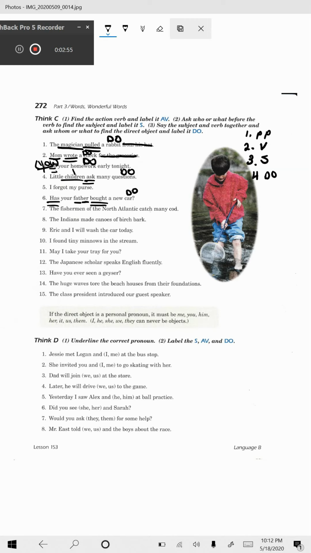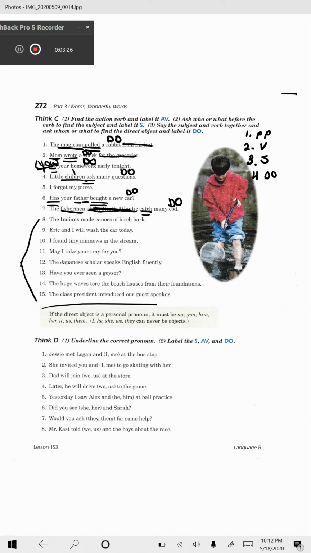The fishermen of the North Atlantic catch many cod. All right, get rid of the North Atlantic, and we're left with the fishermen catch many cod. What's the verb? Catch. Who catches? Fishermen. And what do they catch? Cod. All right, so I'm going to let you do 8 through 15 on your own, and I want you to follow those steps, and it'll be easy for you, okay?